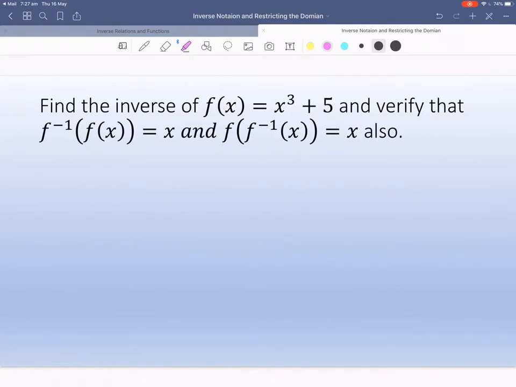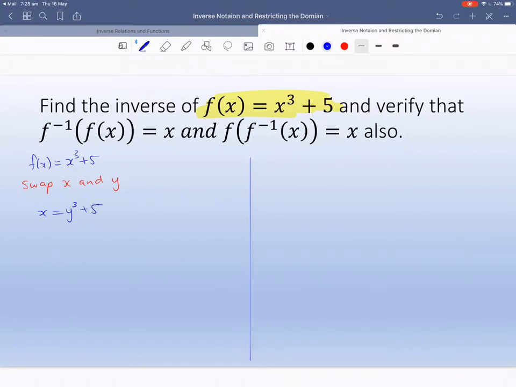All right, so we're going to find the inverse of this function. In reality, we have to swap x and y. In this case, what's y? Hopefully you say f of x is y. So I'm going to rewrite that function down. F of x equals x cubed plus 5. Now I'm going to swap x and y. So I've got x equals y cubed plus 5.